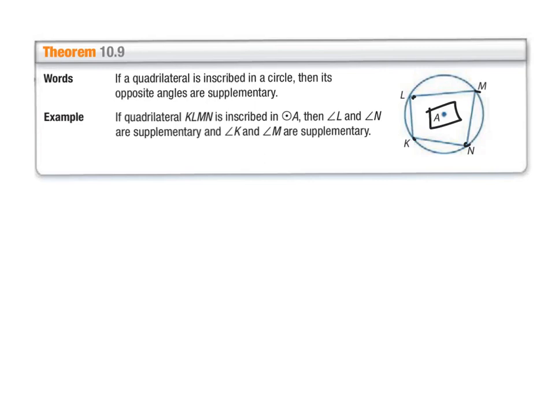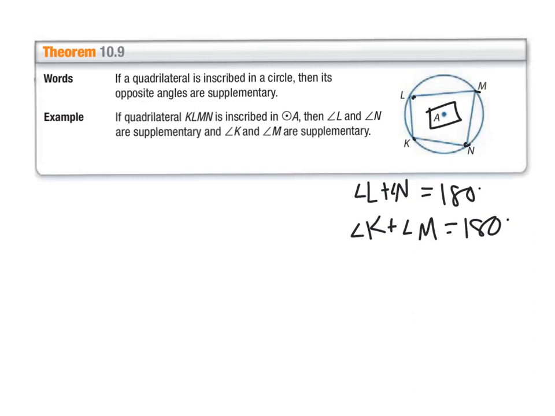So if a quadrilateral is inscribed in the circle, then the opposite angles are supplementary. So L plus N, the angle L plus angle N, that's going to be 180 degrees because they're opposite angles. And also the measure of angle K plus the measure of angle M, also going to be 180 degrees. So that's the next theorem for today.